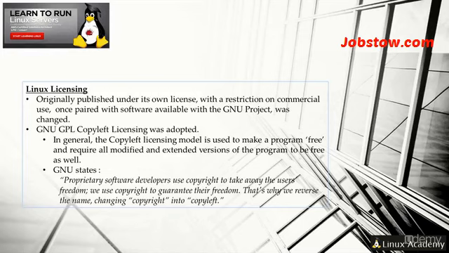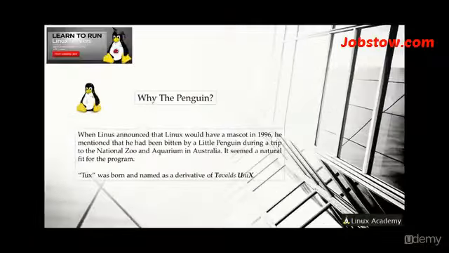So he specifically used the copyleft model to go with GNU since his kernel and GNU seem to start going hand in hand. And GNU states that proprietary software developers use copyright to take away user freedom. We use copyright to guarantee their freedom. That's why we reverse the name, changing copyright into copyleft.